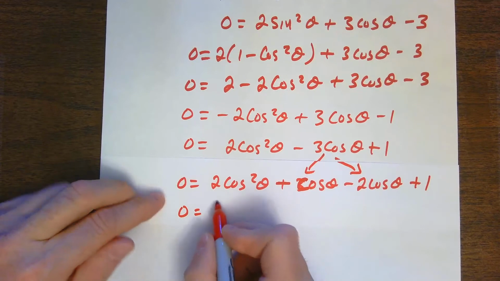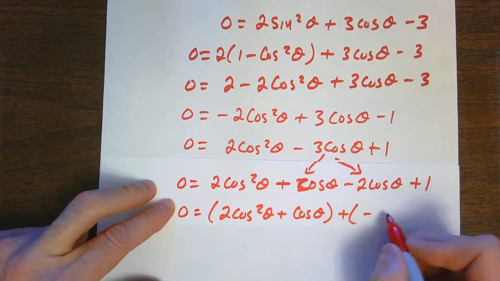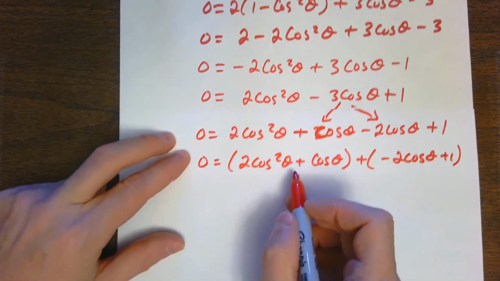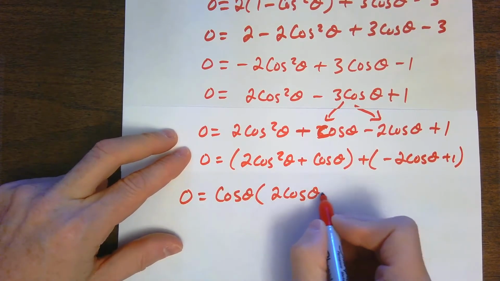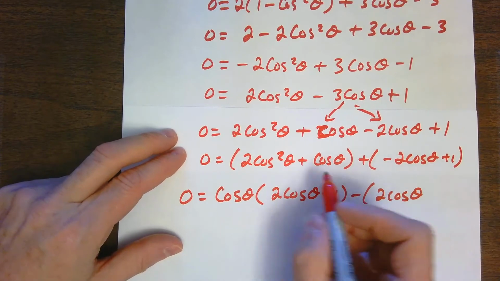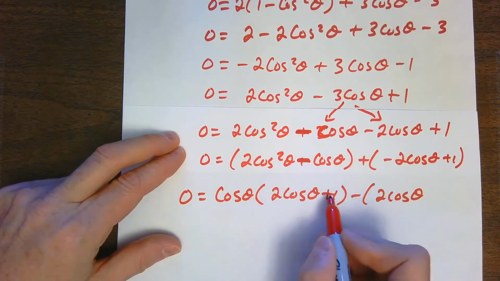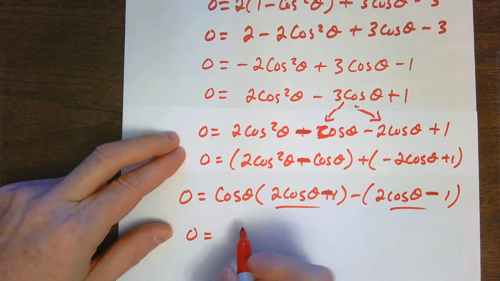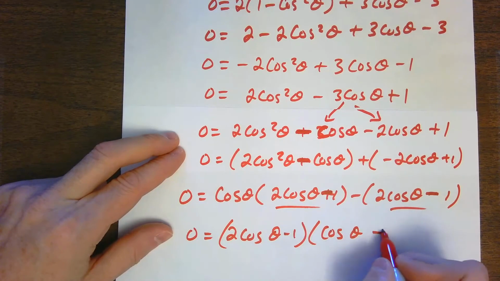Group, and I get 0 equals 2 cosine squared theta plus cosine theta plus negative 2 cosine theta plus 1. Out of this group I can pull out a cosine, and I get 0 equals cosine theta times 2 cosine theta plus 1. Here I can pull out a negative 2 cosine theta. Well, that should be a negative there, shouldn't it? That should be a negative, negative 1. And then pull this out, and I get 0 equals 2 cosine theta minus 1 times cosine theta minus 1.